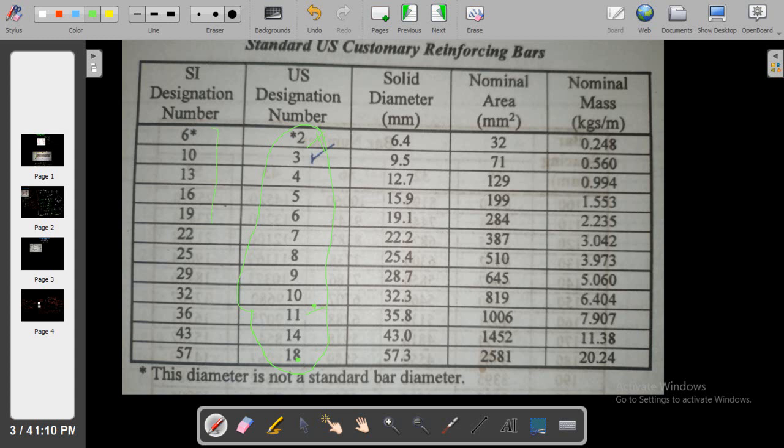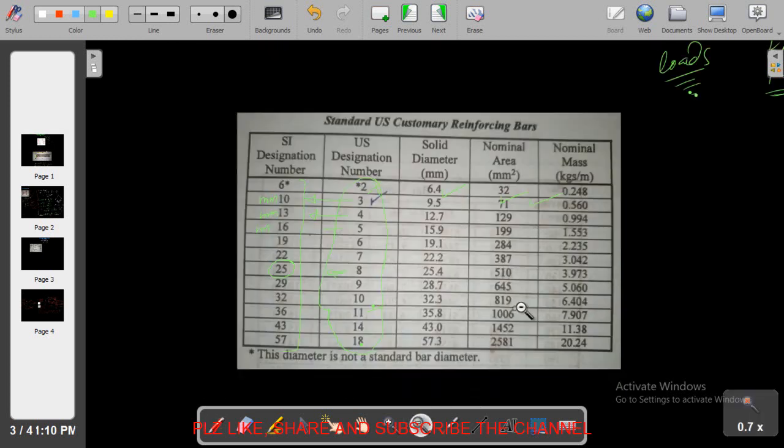While in SI units designation, you see here the corresponding designation, that number 3 will be designated as number 10, number 4 will be designated as 13. This is in millimeters, right? Number 4 equals 13 millimeter, number 5 equals 16 millimeter, and most of the time we will use this 25 millimeter bar, that is equal to number 8 bar. So this kind of designation, their solid diameter, their nominal areas and their nominal mass in kg per meter, we will use in our calculation. So this is important to understand, and we will use this in design, right?